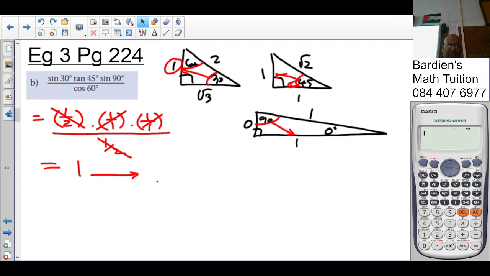Then I told you to do exercise 7.1 yesterday, not so? Did you have any problems with number 1? Number 2? No? Number 3? No? Number 4? Yes, so let's look at number 4.